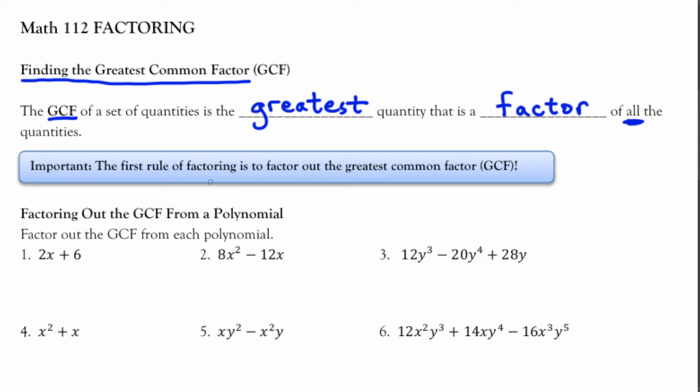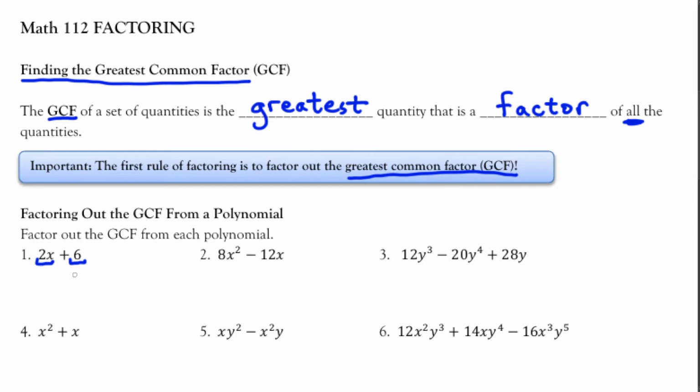Here it says the first rule of factoring, this is the first thing you should do when factoring, is to factor out the greatest common factor. So let's try it. Let's factor out the greatest common factor from some polynomials. In this first one, the polynomial we are factoring is 2x plus 6. We ask ourselves, of these two terms, what factors do they have in common?